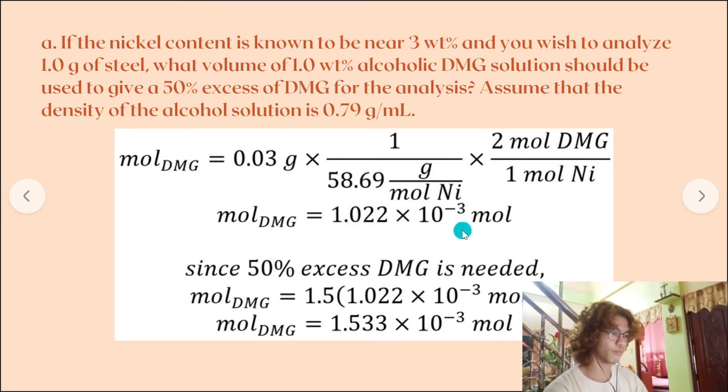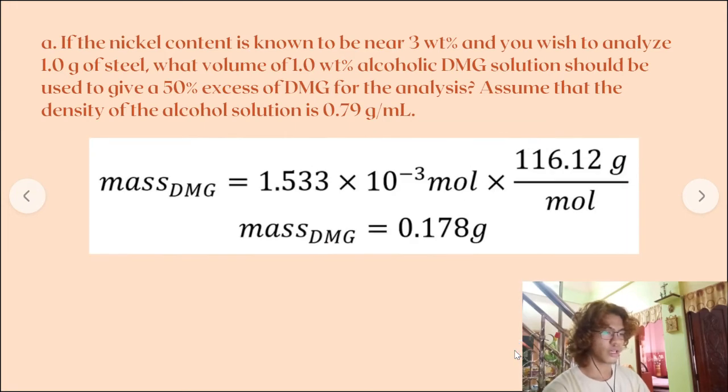However, it was stated in the problem that 50% excess DMG is needed, so we multiply the obtained amount by 1.5. We now have an amount of DMG of 1.533 times 10 raised to negative 3 mole. Using the acquired amount of the DMG, we can solve for its mass. We multiply it by its molar mass of 116.12 grams per mole. So the mass of the DMG in the solution is 0.178 grams.